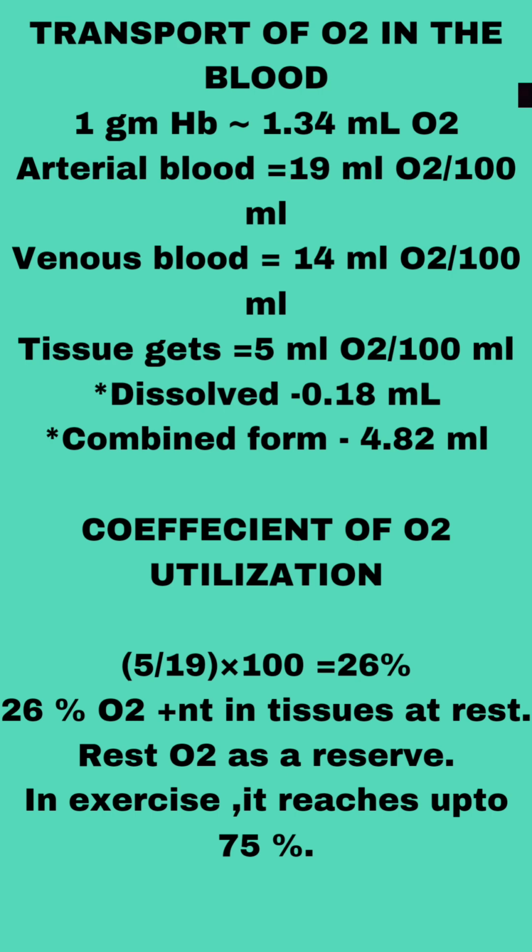From this we can calculate the coefficient of utilization of oxygen. The coefficient of utilization of oxygen is 5 ml by 19 ml into 100%, which comes to approximately 26%. At rest the tissue utilizes only 26% of the oxygen, but in strenuous conditions like exercise it may reach up to 50 to 75%.